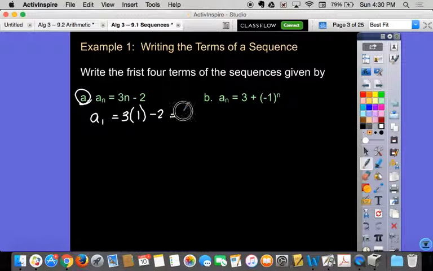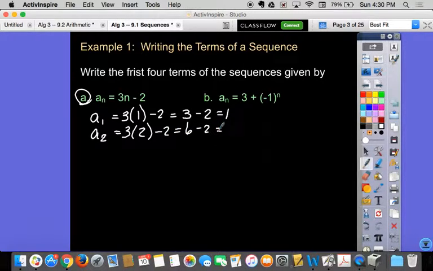So 3 times 1 is 3, minus 2, 1. Okay, come back, a sub 2, then you're putting 2 in the place of n every time. So put a 2 there. Well, 3 times 2 is 6, minus 2 is 4. Then come back and put a 3. 3 times 3 is 9, minus 2, which is 7. And we're going to come back with 4.